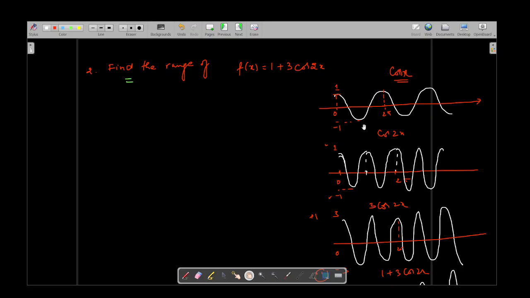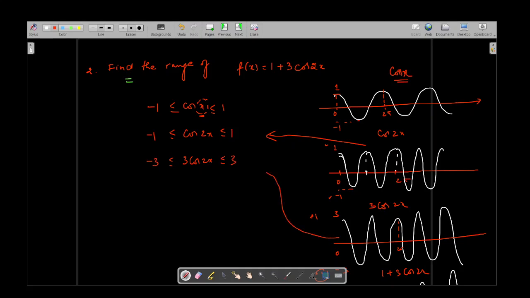But I'll do the same thing in the algebraic method. We know that the range of cos x is minus 1 to plus 1, and I'll change the frequency. By changing the frequency, if I change anything in the x, this will reflect in the domain, not in the range. So the range remains the same. This is my second step. Now I multiply by 3. So if I multiply by 3, this becomes minus 3 and plus 3.